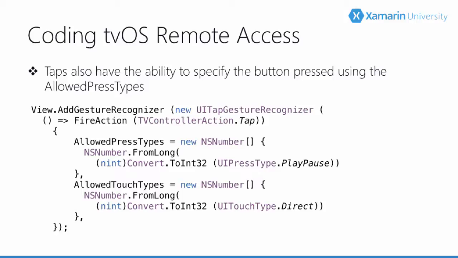There's also another property on the tap gesture recognizer used here, and that's the allowed touch types, which you can set to either a direct or an indirect touch. So a direct touch is a click on the trackpad surface, where an indirect touch is really just a light tap on the trackpad.